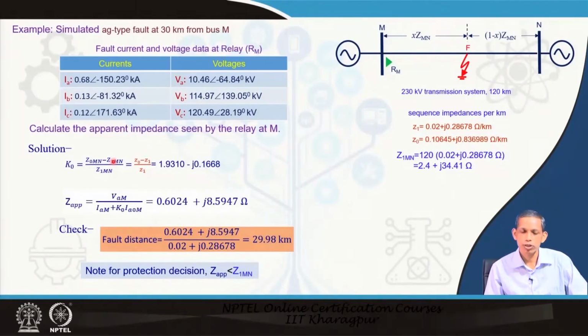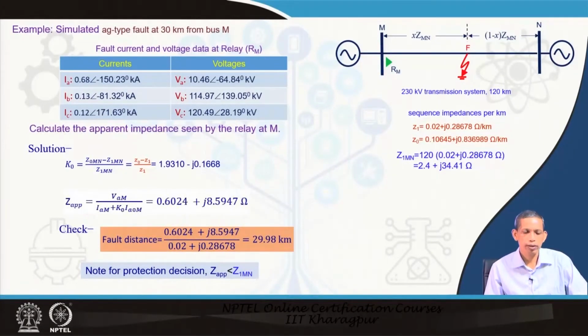Note, we can compute the total impedance of the line for the zero sequence and positive sequence, or if we have the per kilometer impedance of the line for the zero sequence and positive sequence, we can compute from that relation also, because the length of the line cancels for this ratio.